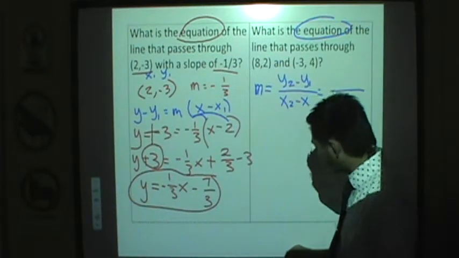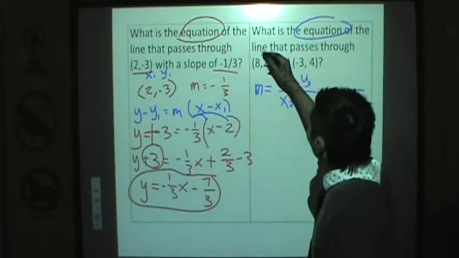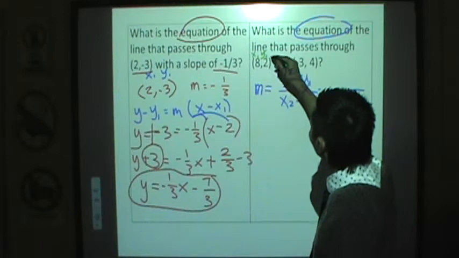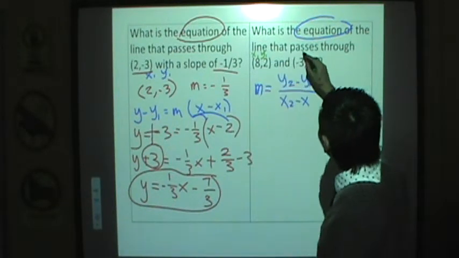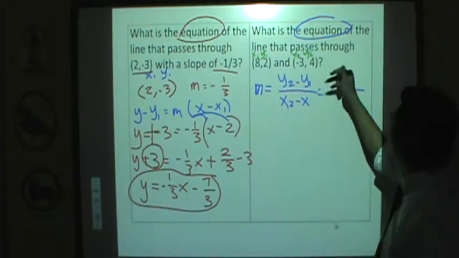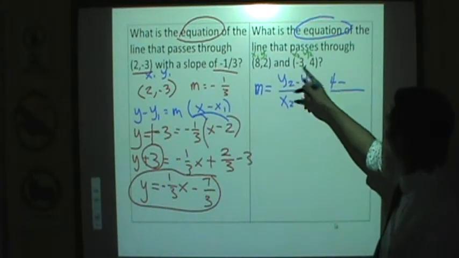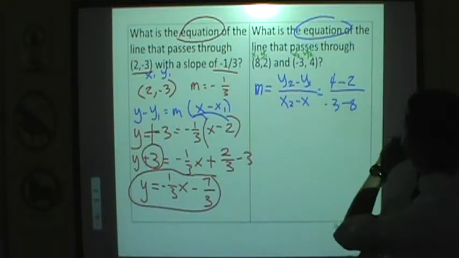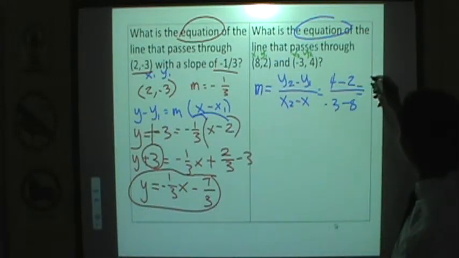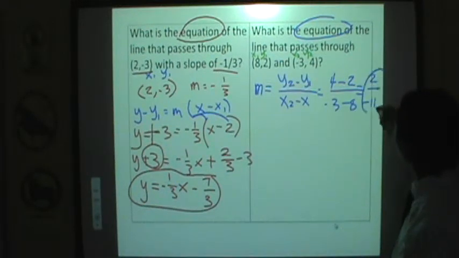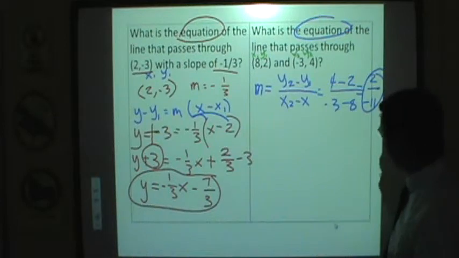But which one is x1? Which one is x2, y1, y2? So how about if you go back to what you guys learned, which is the labeling of the points: x1, y1. The second point is going to be x2, y2. And let's go ahead and plug in. 4 minus y1 is 2, and then x2 is negative 3 minus 8. 4 minus 2 is 2. Negative 3 minus 8 is negative 11. Here we go. So now the slope is negative 2 over 11.